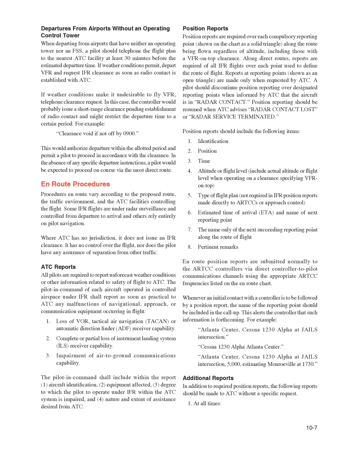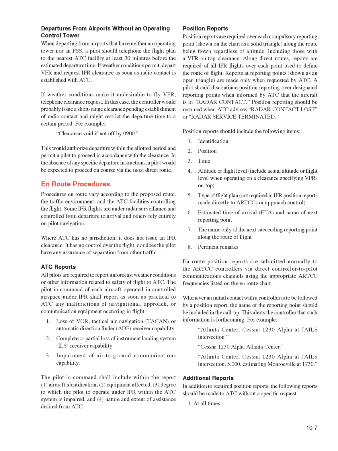Position reporting should be resumed when ATC advises radar contact lost or radar service terminated. Position reports should include the following items: 1. Identification. 2. Position. 3. Time. 4. Altitude or flight level, include actual altitude or flight level when operating on a clearance specifying VFR on top. 5. Type of flight plan, not required in IFR.